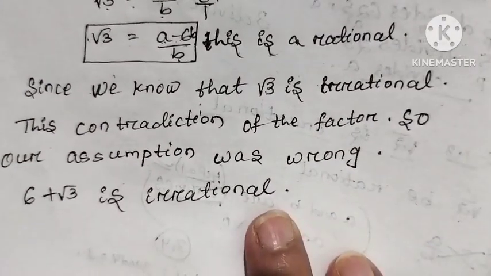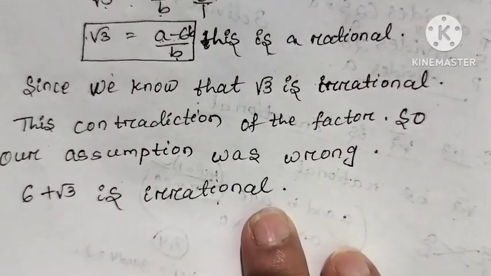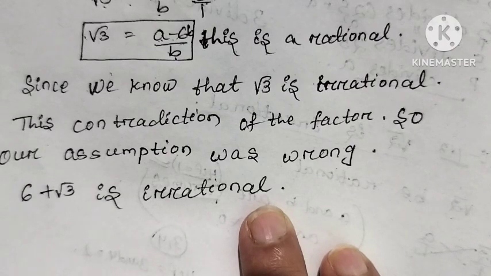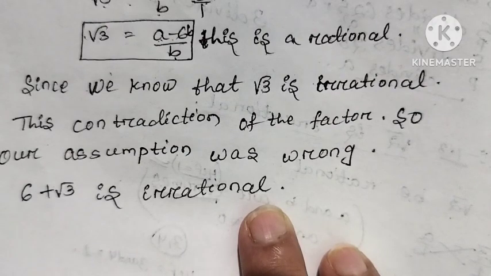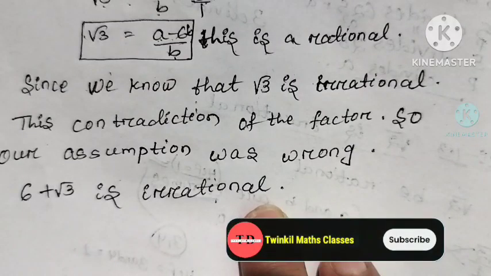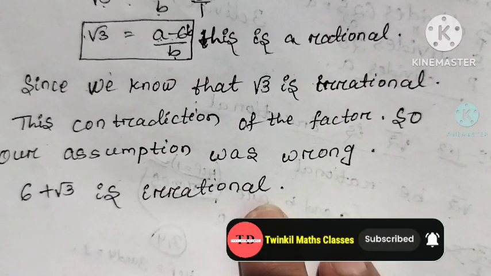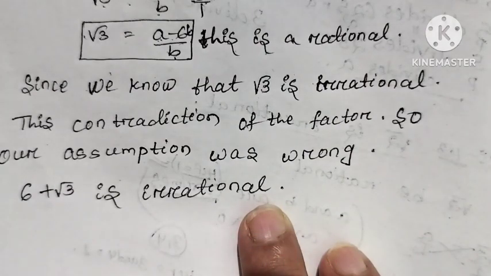Now you see how to prove that 6 plus root 3 is irrational. Same thing, another example. Root 3 is irrational. In exercise 1.2, the first question: prove that root 5 is irrational. Question 2: prove that 3 plus 2 root 5 is irrational. Question 3: prove that the following are irrational: (i) 1 by root 2, (ii) 7 root 5, (iii) 6 plus root 2.